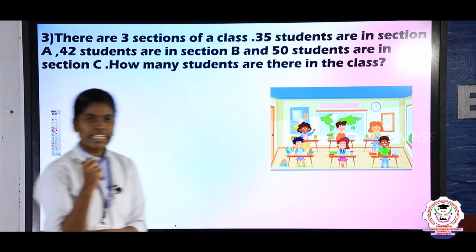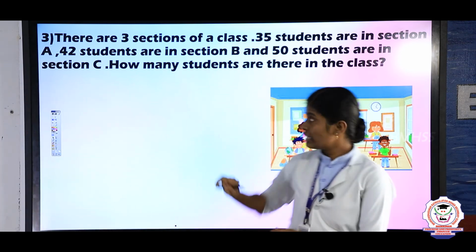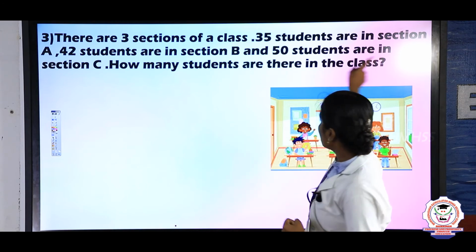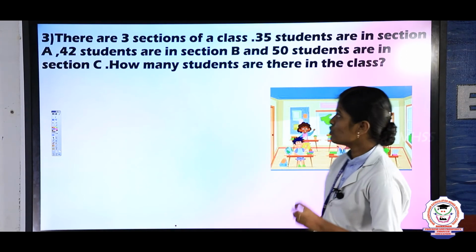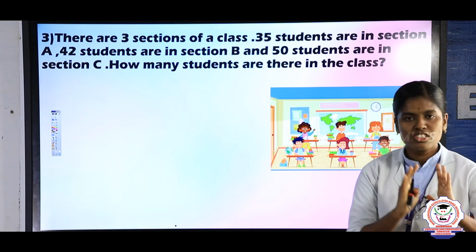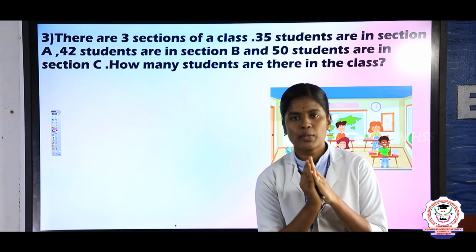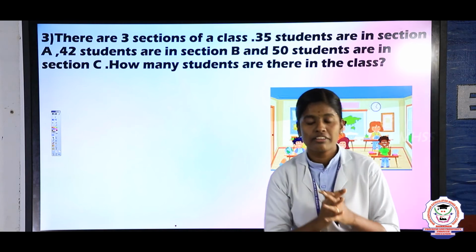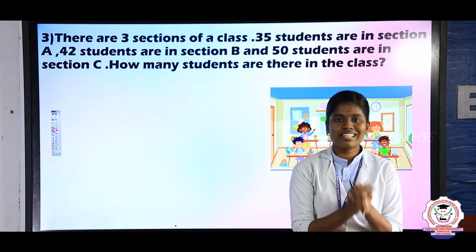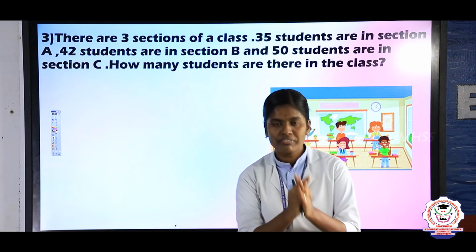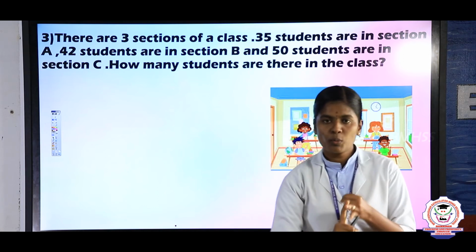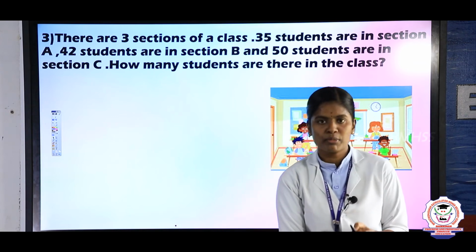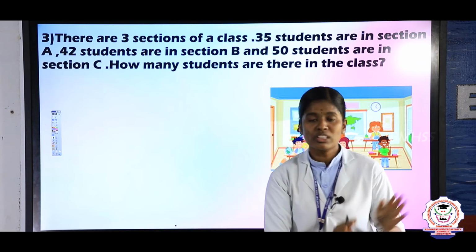The question is, there are 3 sections of a class. 35 students are in section A and 42 students in section B and 50 students in section C. So now the question is, find how many students are there in these 3 classes. So already you know, when we have terms like how many, how much, find the total, find the sum, that is an addition related statement problem. So here you are going to do the addition.